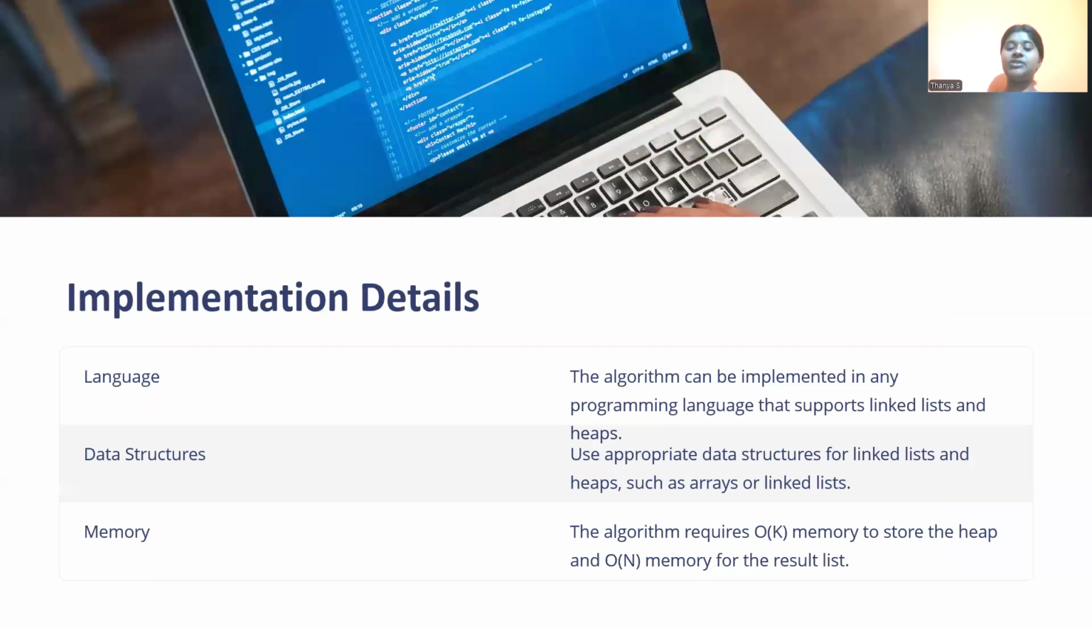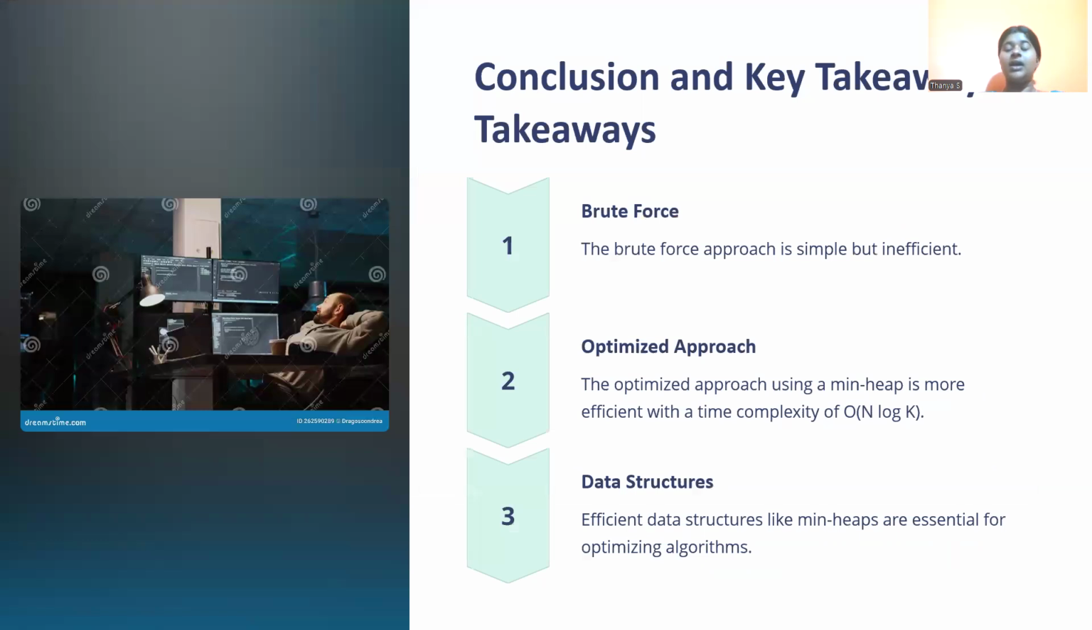Next are the implementation details. Language: the algorithm can be implemented in any programming language that supports linked lists and heaps. Data structures: use appropriate data structures for linked lists and heaps, such as arrays or linked lists. Memory: the algorithm requires O of k memory to store the heap and O of n memory for the result list.